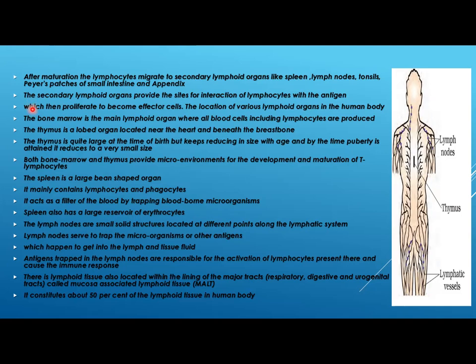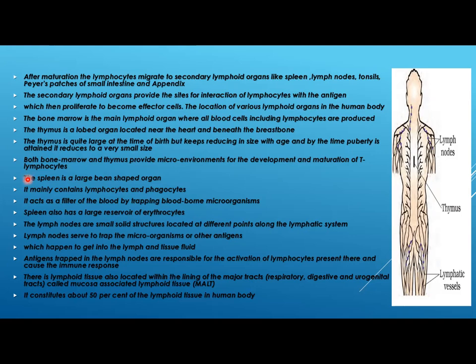The location of various lymphoid organs in the human body. The bone marrow is the main lymphoid organ where all blood cells, including lymphocytes, are produced. The thymus is a lobed organ located near the heart and behind the breastbone. The thymus is quite large at the time of birth but keeps reducing in size with age, and by the time puberty is attained, it reduces to a very small size. Both bone marrow and the thymus provide microenvironments for the development and maturation of T lymphocytes.